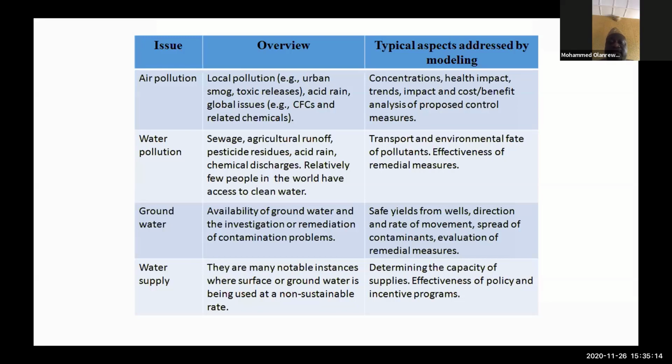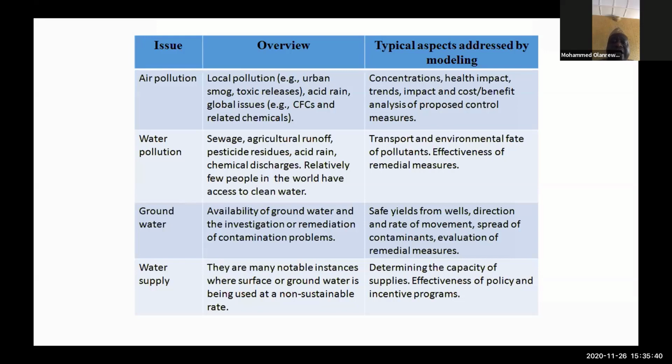Groundwater modeling. Availability of groundwater and investigation or remediation of contamination problems, especially if we talk about borehole matters and some other things there. Safe yields from wells, direction and rate of movement, spread of contaminants, evaluation of remedial measures.